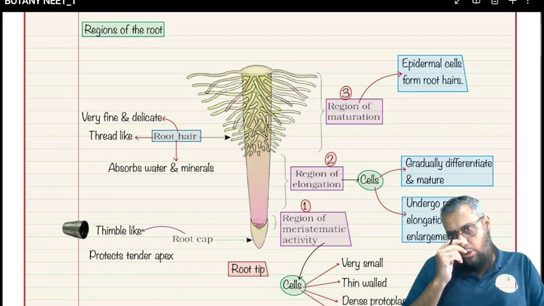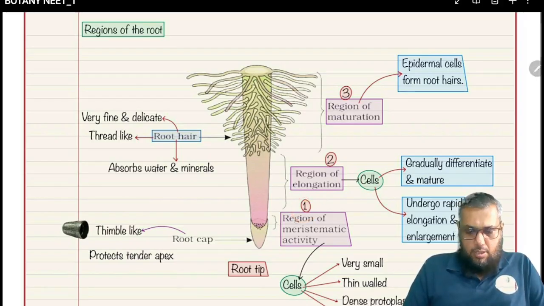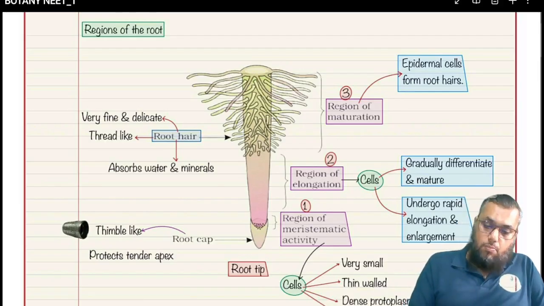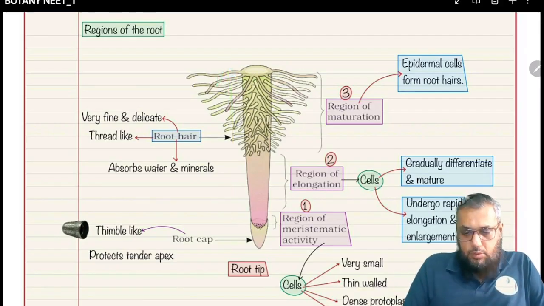So first of all, as you already studied in the lectures, the typical root is divided into the following regions. It is the region of meristematic activity. Acha, one more thing. We are going from the morphological apex towards the morphological base. Okay. So this part is the morphological apex. And the most apical region is the meristematic region.